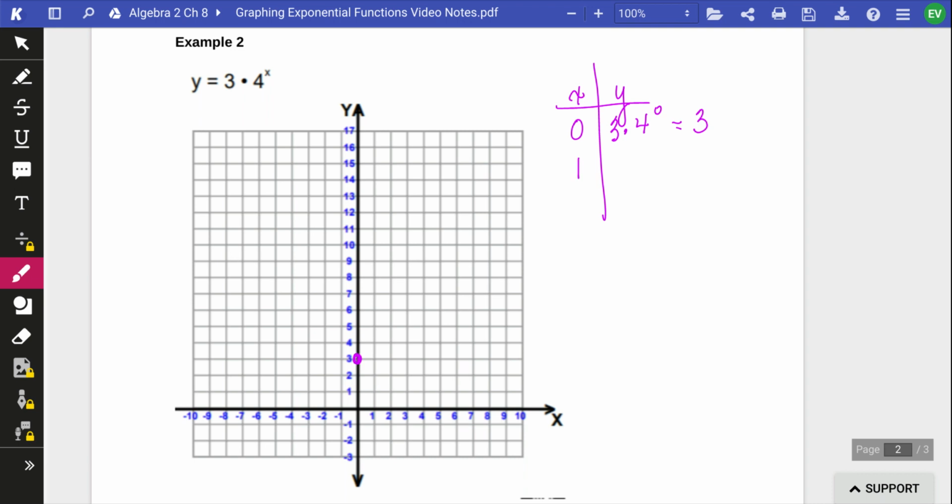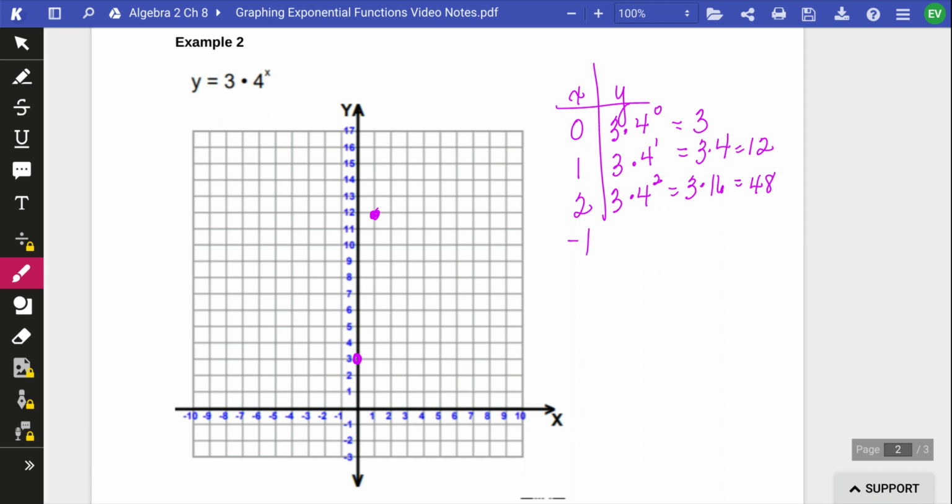If x equals 1, we have 3 times 4 to the first power. So that's 3 times 4, which is 12. So (1, 12) is also a point on that curve. If I choose x equals 2, we have 3 times 4 squared. 4 squared is 16. And 3 times 16 gives us 48, and that's well off our graph. We need something to go in the other direction now.